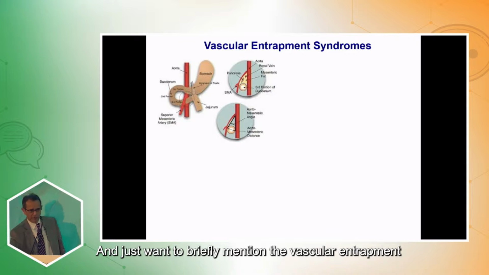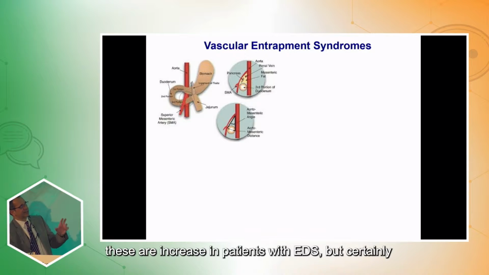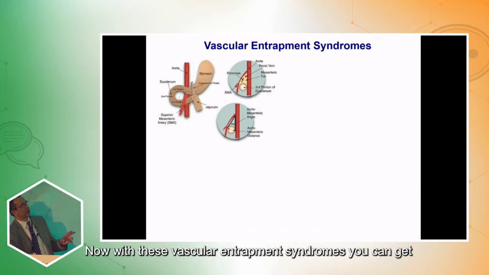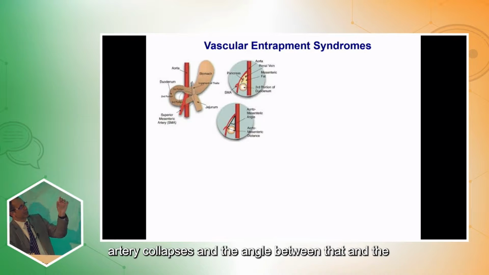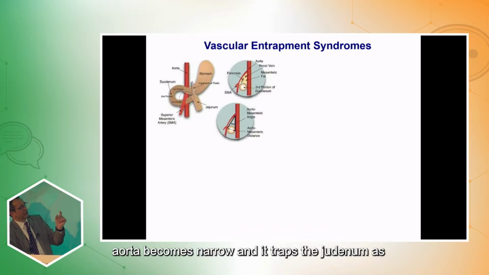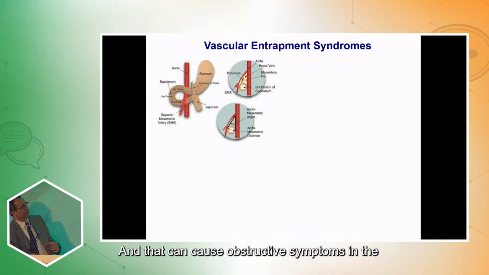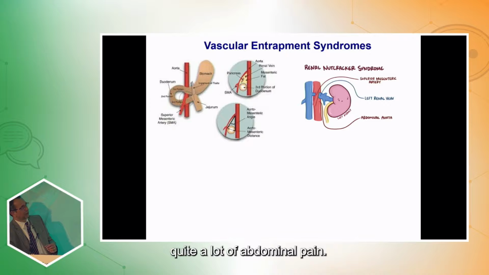I just want to briefly mention the vascular entrapment syndromes, which we have no evidence to say are increased in patients with EDS, but certainly we have seen quite a few EDS patients now with these vascular entrapment syndromes. You can get the superior mesenteric artery syndrome, where the angle between the superior mesenteric artery and the aorta becomes narrow, and it traps the duodenum as it passes through that angle, and that can cause obstructive symptoms in the duodenum, which can cause nausea, vomiting, but also quite a lot of abdominal pain.